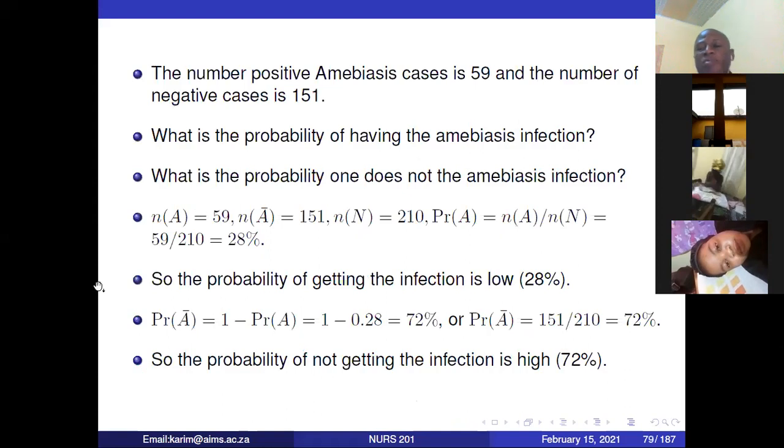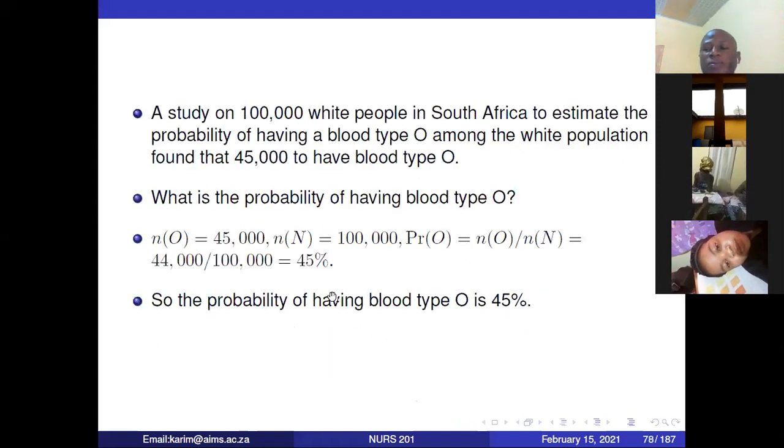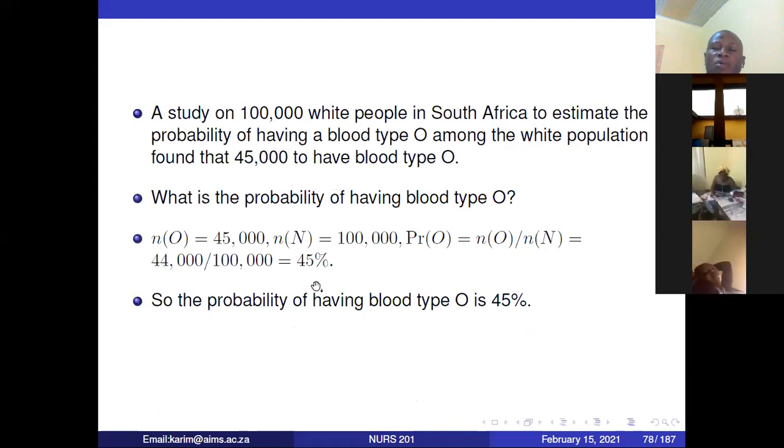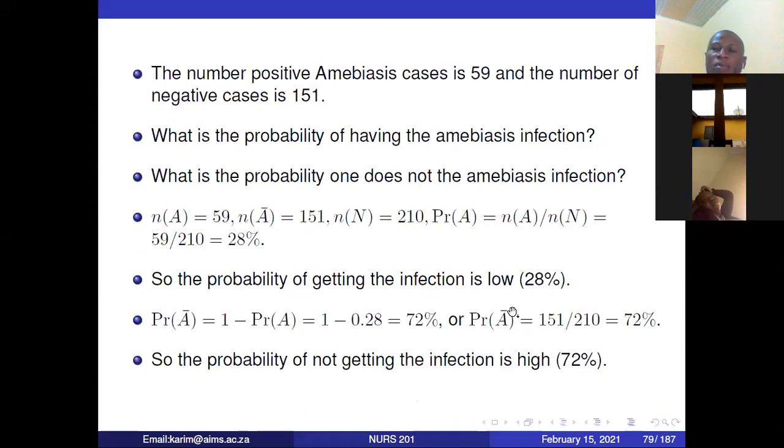So here is the example that we were looking at. The probability of having blood type O out of 100,000 people, that is the white South Africans, is 45%. Let's look at another example.